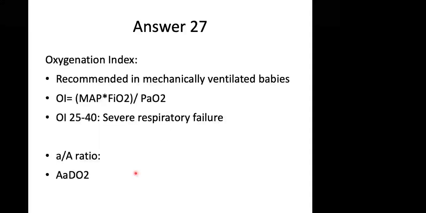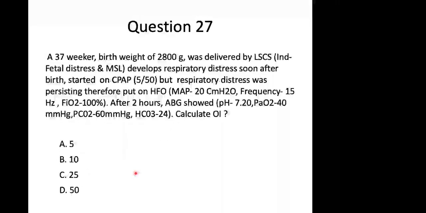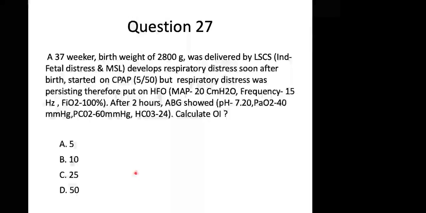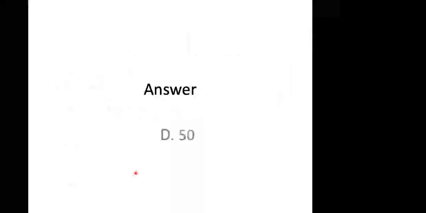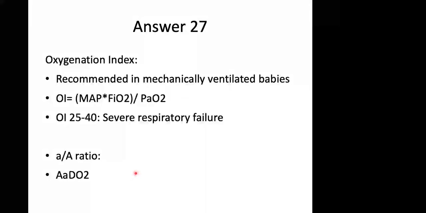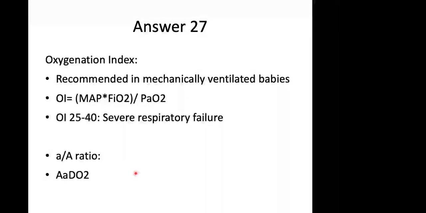OI is MAP into FiO2 by PO2. So MAP here is 20 into FiO2, so 2000 divided by 40, the PO2. The answer is 50. So OI should be calculated in any baby who is ventilated, and worsening or improvement of respiration can be diagnosed by calculating OI.